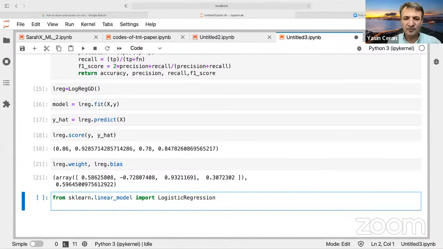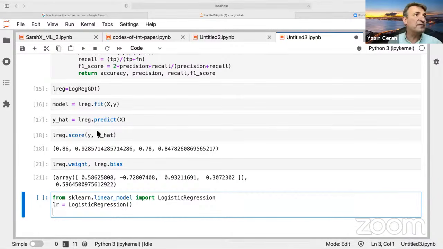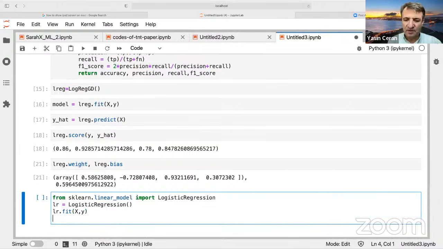Okay, so let's call this LG or LR. Logistic regression. Okay, we'll do the same things. Okay, lr.fit x and y. Hopefully, we're gonna get the same lr coefficients. Okay, I'm more interested in coefficients. Hopefully, we get the same coefficients. That means everything will remain the same. Intercept.